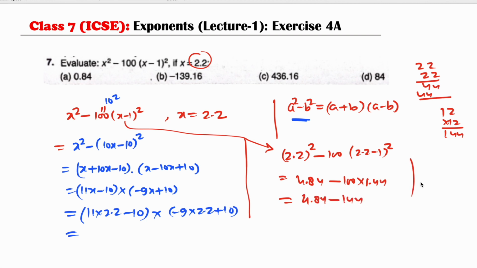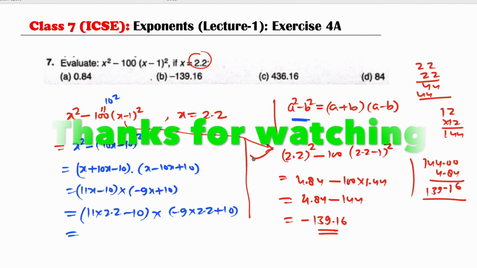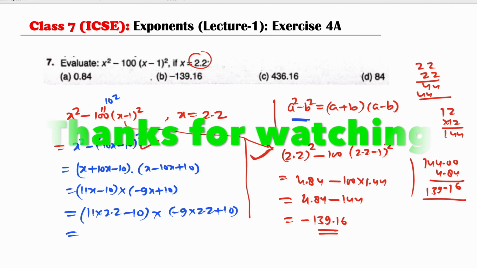100 is multiplied. So subtract this, 144.00 with 4.84. See, here we get 6. This is 1. This is 9. This is 3. This is 1. So what we get? Minus 139.16. So that will be the answer. So this method is much easier as compared to this.